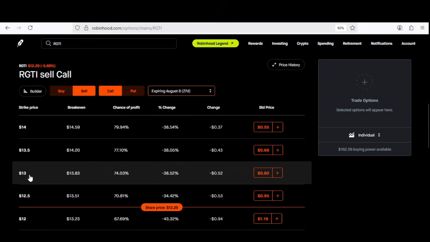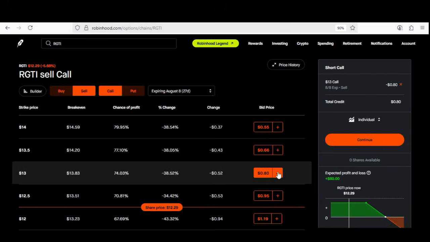Now, with the $13 strike price right here, you're going to be receiving money because this option strategy is known as an income generating option strategy. The amount of money you will be getting is going to be 0.80 or $80. Each option contract does contain 100 shares. So you simply multiply your 0.8 right here by 100 shares, and that's going to give you $80.